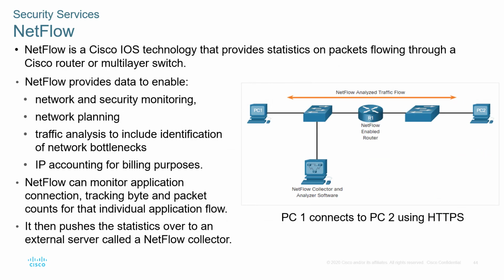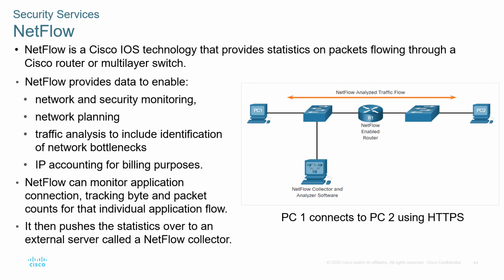We also have NetFlow. NetFlow is tied to Cisco IOS because it's owned and operated by Cisco at the moment. That provides statistics on packet flow of the network. NetFlow provides data for network and security monitoring, network planning, traffic analysis, and IP accounting for billing purposes. With cloud technology, the amount of data going through a third-party cloud network is typically billable.